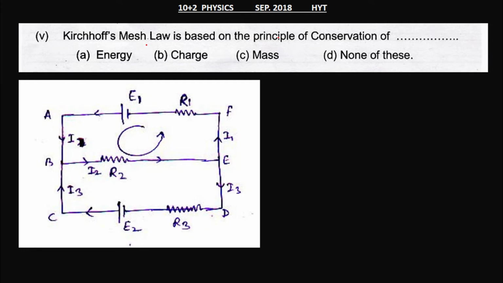Now moving towards the next question, question number 5. Kirchhoff's mesh law is based on the principle of conservation of... Here is the diagram for Kirchhoff's mesh law, and this law is based on conservation of energy. So conservation of energy is the right answer. For the fifth question, A is the right option.